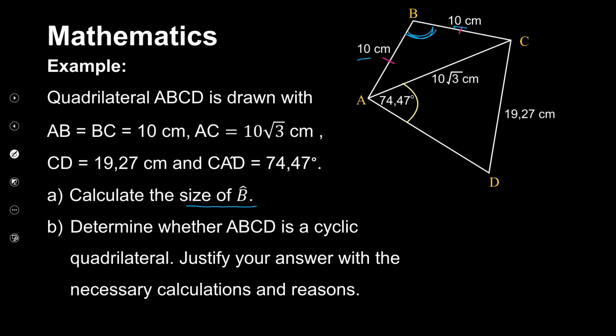So we're going to start with that question. They want us to calculate the size of B. So B lies in our triangle ABC. So we're probably going to be using this triangle here, ABC. And if you look again, we're given three sides in this triangle. And remember, when we have three sides, what does that remind us of? It means we can use the cos rule.